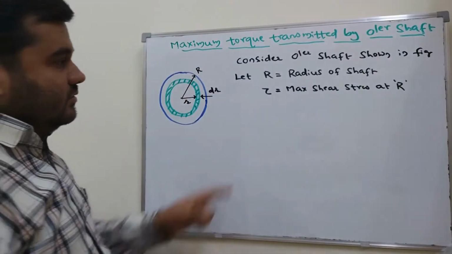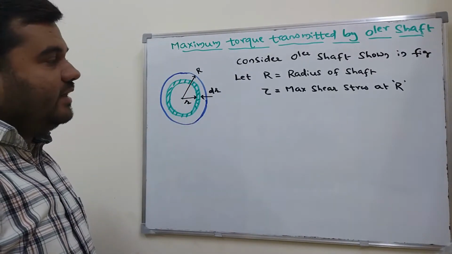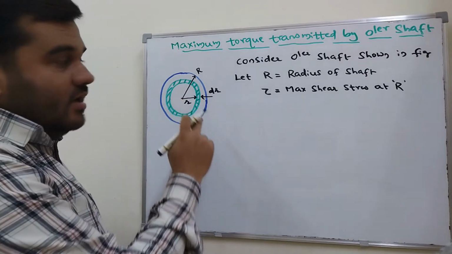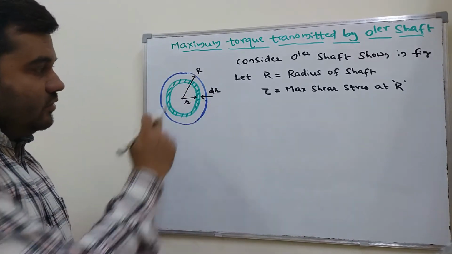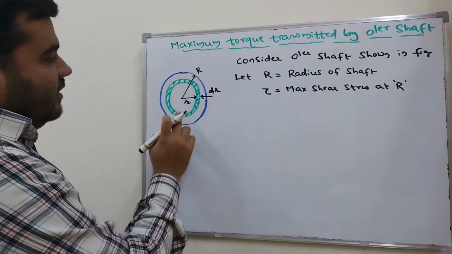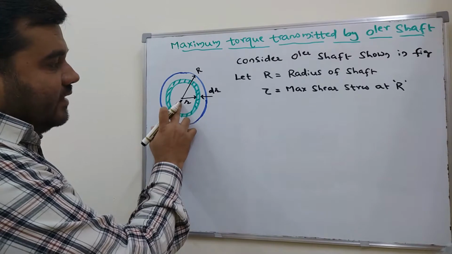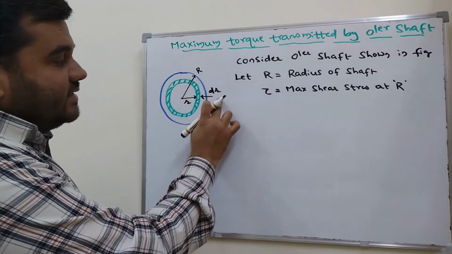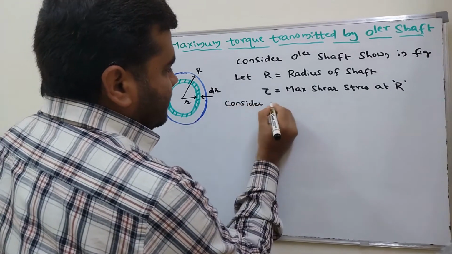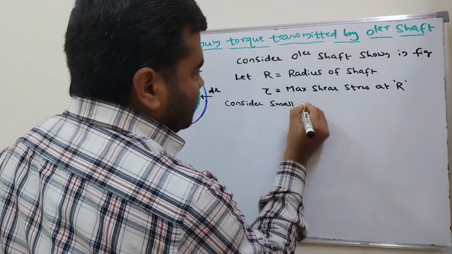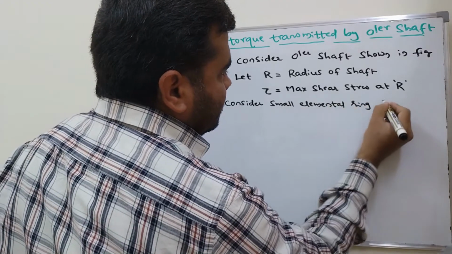Okay, so to analyze or to get the torque here, first we will consider a small elemental ring, and we will derive the torque on that elemental ring, and then we will integrate. We will get the total torque on the shaft. So I am considering the elemental ring which is at a distance of r from the center, and its thickness is dr. Consider the small elemental ring shown in the figure.